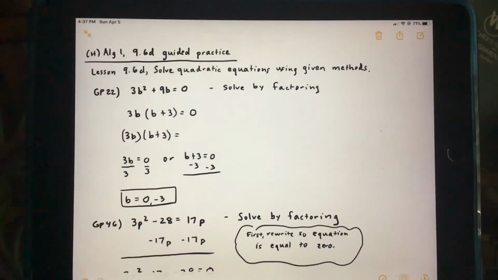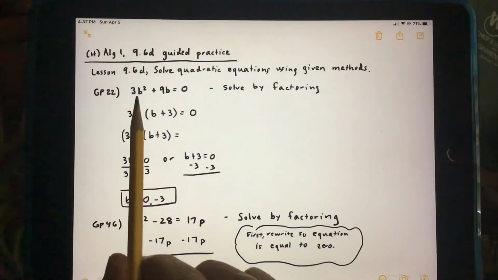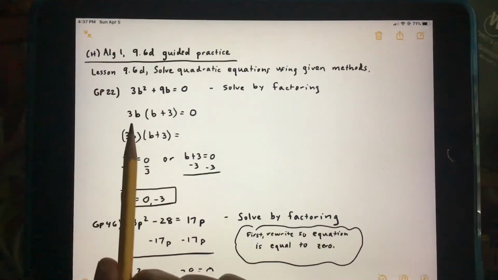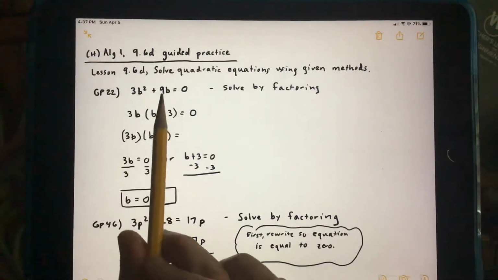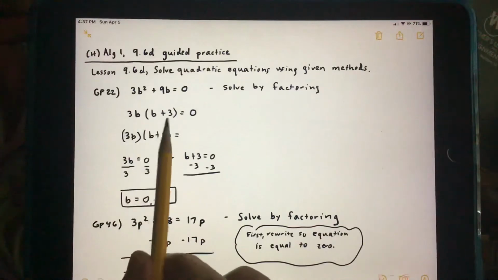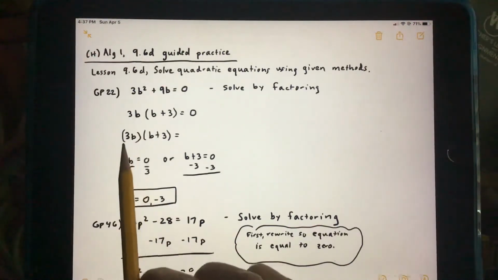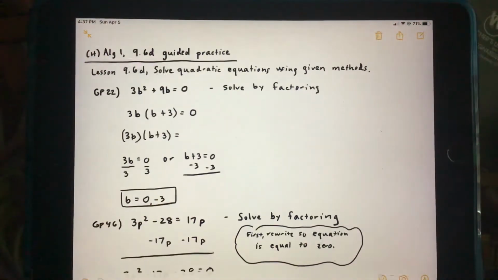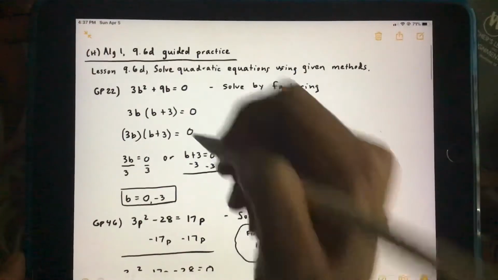So we notice we can use greatest common factoring to solve this equation. We can divide both 3 and 9 by 3, and we can divide both b squared and b by b. So we're going to factor out 3b, and since 3b times b is 3b squared, and since 3b times positive 3 is 9b, we've written this now in factored form using greatest common factoring. We recognize 3b as a factor, so I can enclose it in parentheses. b plus 3 is the other factor, and we are equal to 0 here.